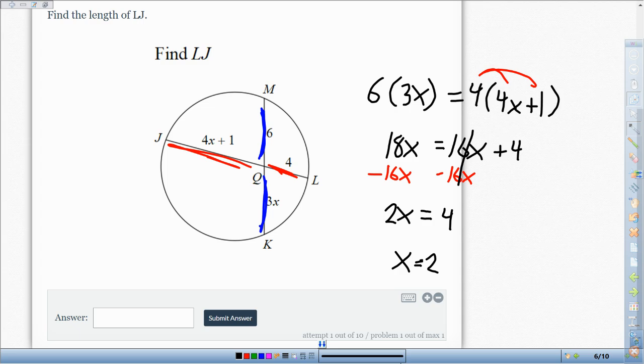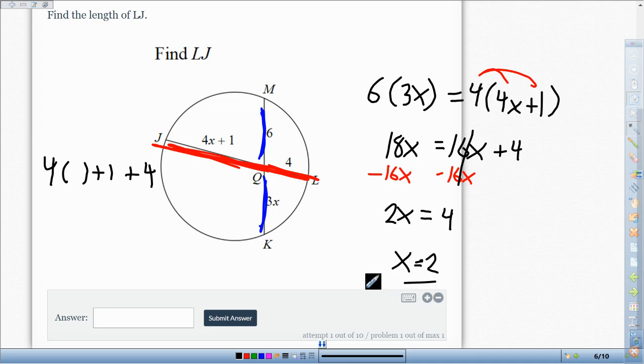Okay, be really careful. It would be really tempting to plug that in for your answer. It's not your answer. They want you to find LJ. All right, and if you guys notice, LJ is this entire segment here. Okay, so I need to plug it back into here. So off to the side, I'm just going to do 4 times (x plus 1). Okay, and don't forget, also we need to add 4.